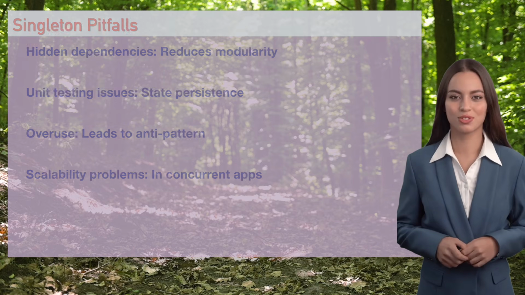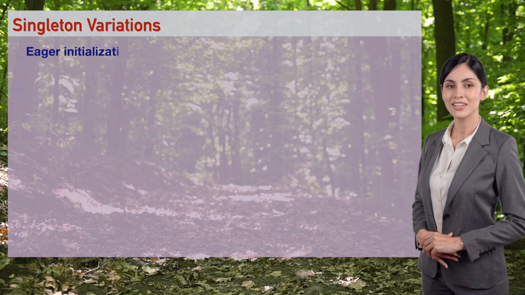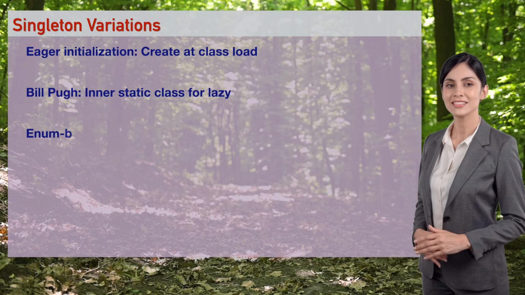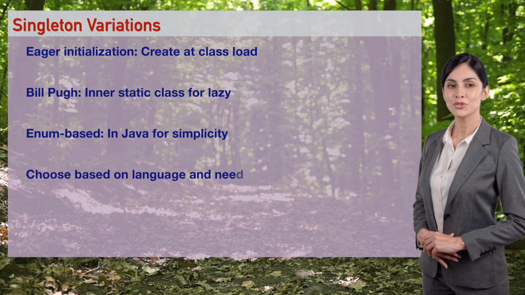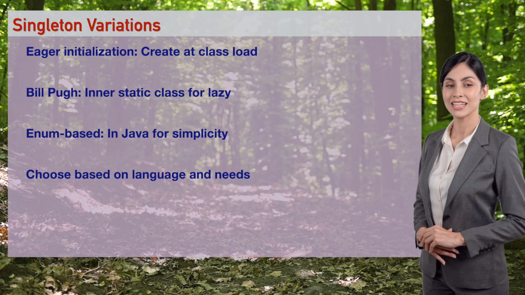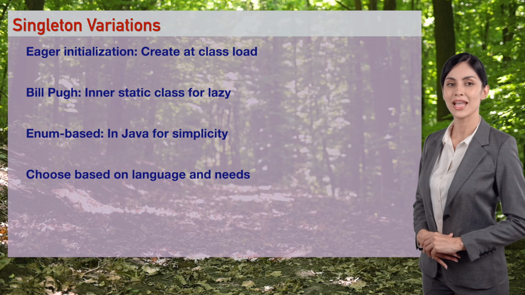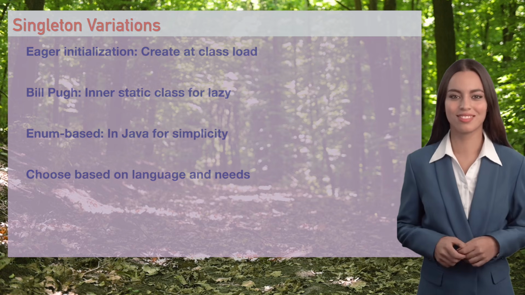Awareness prevents misuse. Variations. Eager initialization creates the instance at class loading. Bill Pugh uses an inner static class for lazy loading. In Java, enum-based Singleton is simple and thread-safe. Choose the variation based on your language and requirements. Adapt to your context.